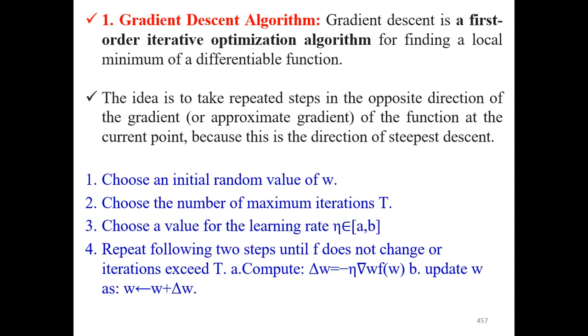Okay, so η belongs to (A, B), then repeat the following two steps until F does not change or iterations exceed the maximum iteration T: compute delta weight equal to minus η times the gradient of f with respect to w and bias, and B, then update the new weight as weight equal to weight plus delta weight. This is called the gradient descent algorithm.